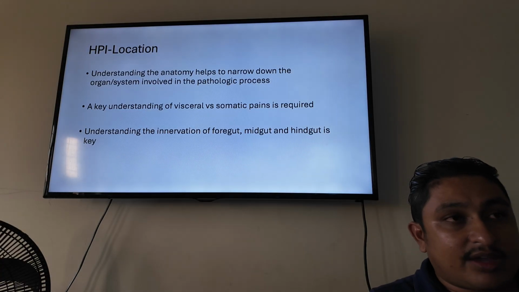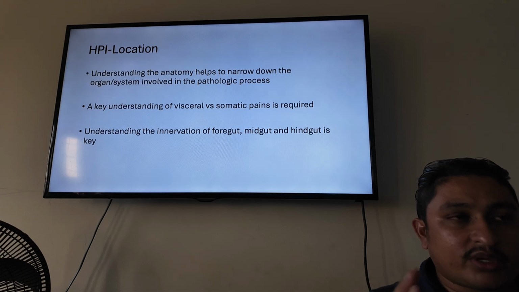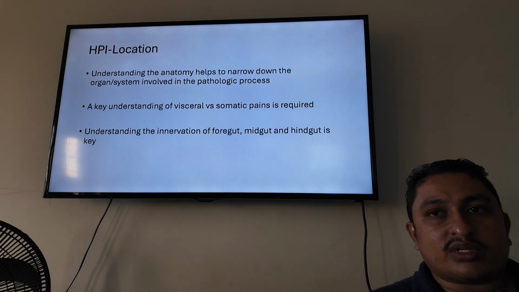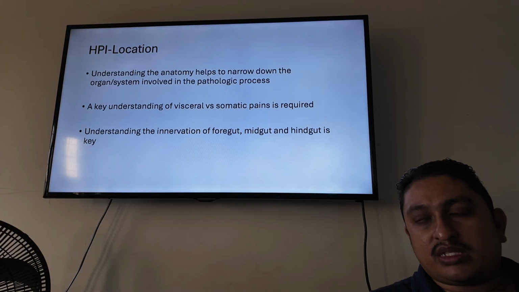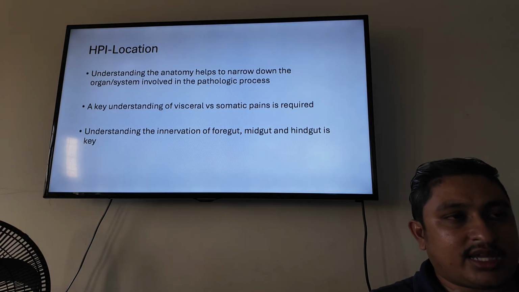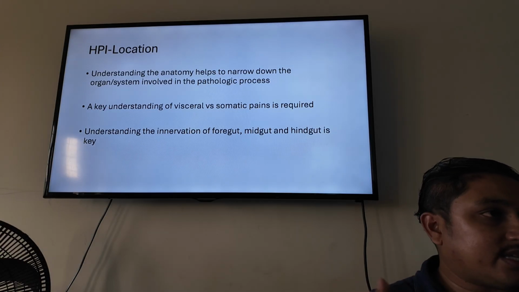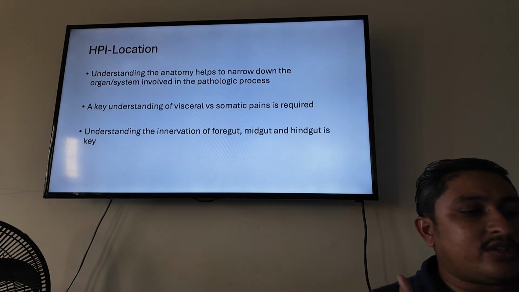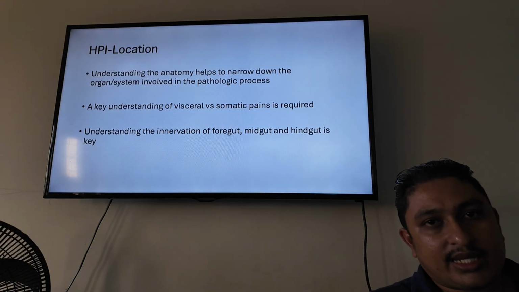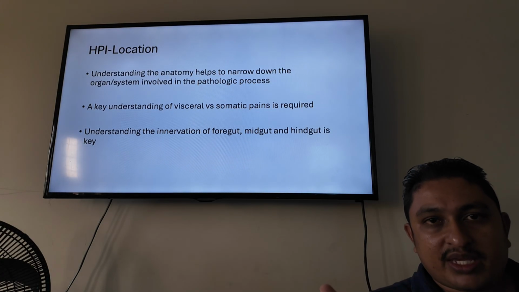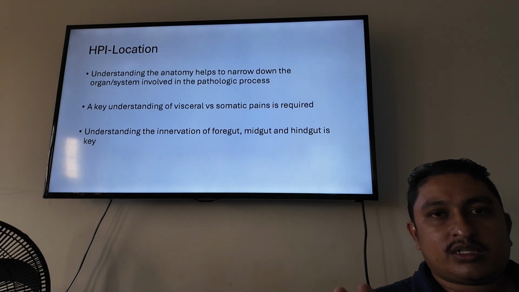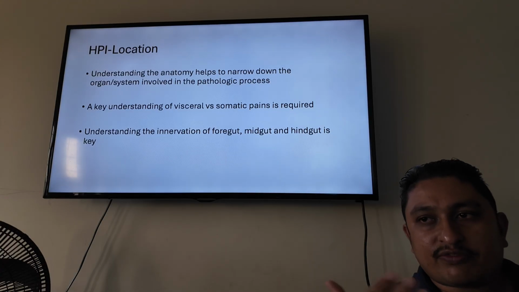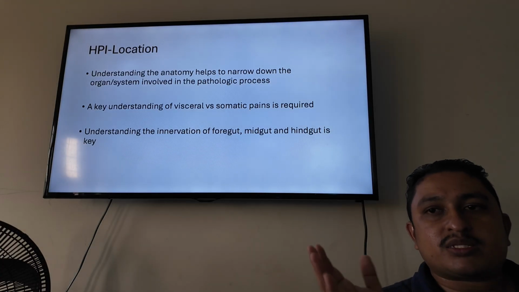Understanding anatomy definitely helps. Knowing which organ originates in which particular quadrant would help you to focus on the diseases of that area. Not to say that pain can radiate, right? It can. But it's good to start there. It's very key to understand visceral versus somatic pain. Visceral pain is very dull, very generalized, just because of the kind of pain fibers that innervate this particular area.